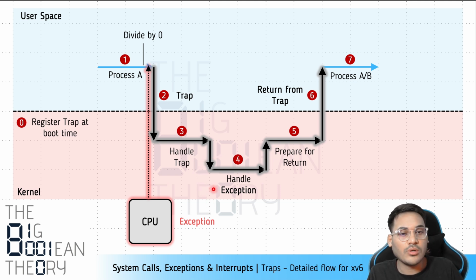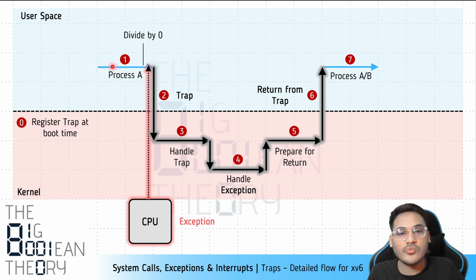In case of a system call, the routine is a system call routine. In case of an exception, it's an exception handler. Depending on the type of exception that has occurred, an appropriate exception handler will be executed. But the overall idea remains the same. Once this exception has been dealt with, then we prepare for return and then return from the trap.